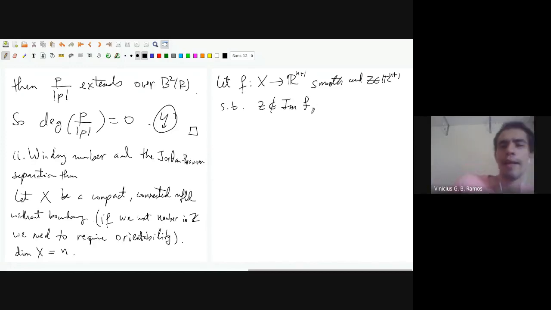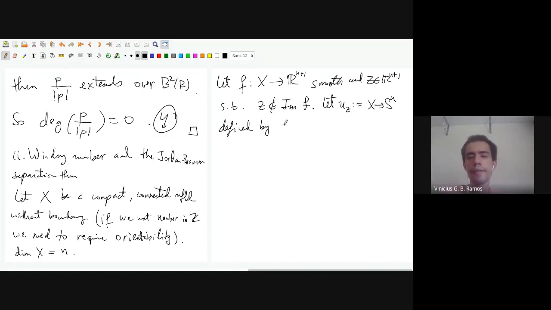So now we can define the winding number of f relative to z. We let u_z be a function from X to S^n, defined by u_z of x equals f of x minus z divided by the norm of f of x minus z. Because f of x is never equal to z, this denominator is never 0, so this is well defined.